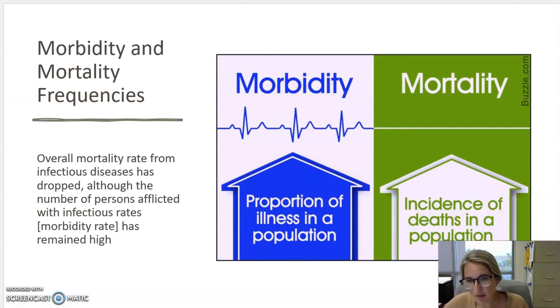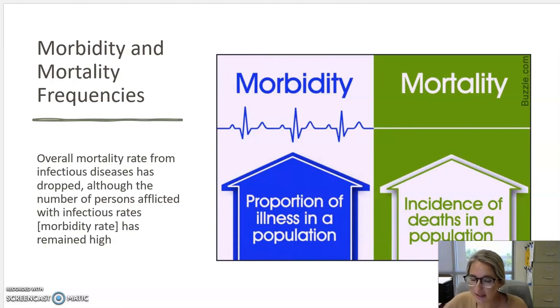Other terms that we use are morbidity and mortality. Morbidity is very similar to prevalence. It's still the total number of people that have succumbed to the infectious disease, the total number of people that have become infected with COVID-19 or tuberculosis or influenza or whatever infectious disease we're talking about. So morbidity and prevalence can kind of be used interchangeably. They essentially both mean the same thing, the total number of people that have acquired the disease.